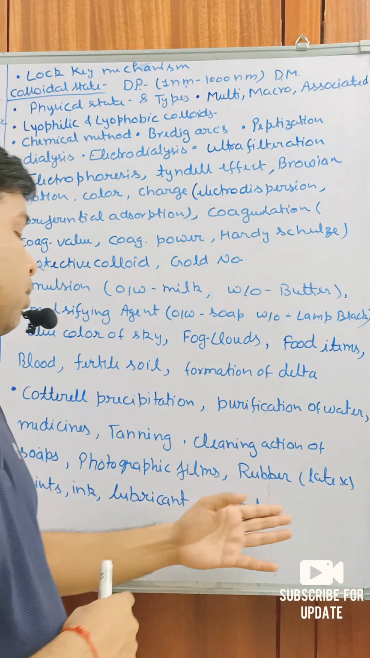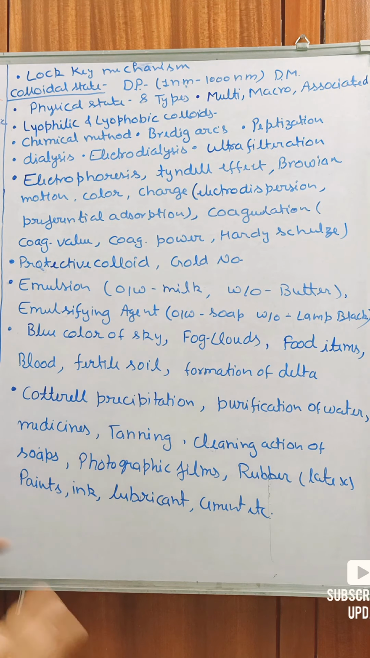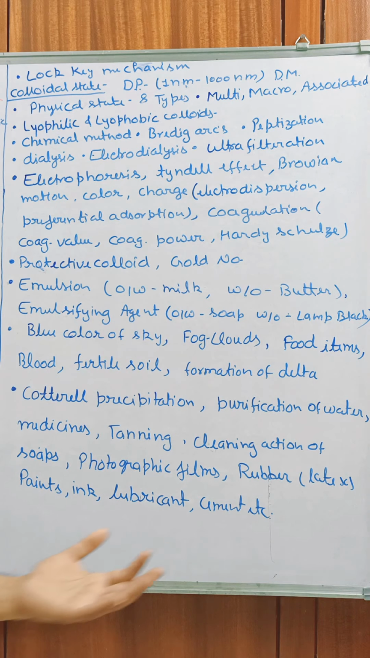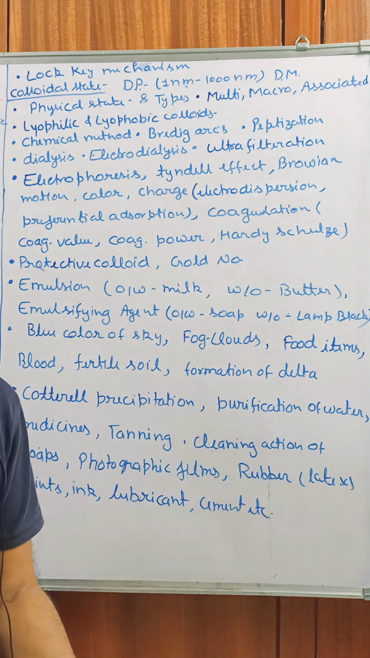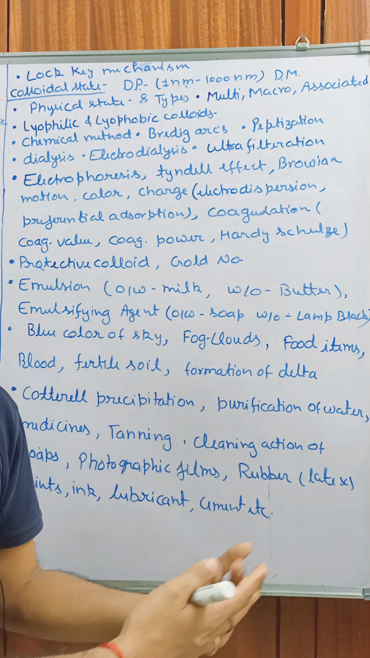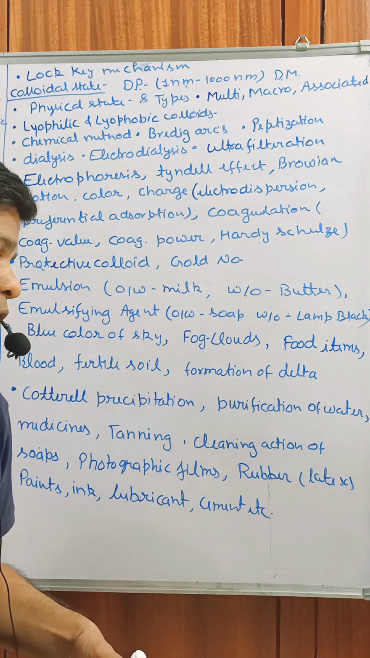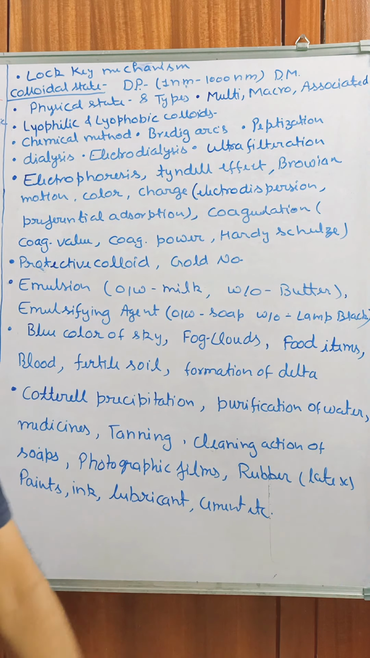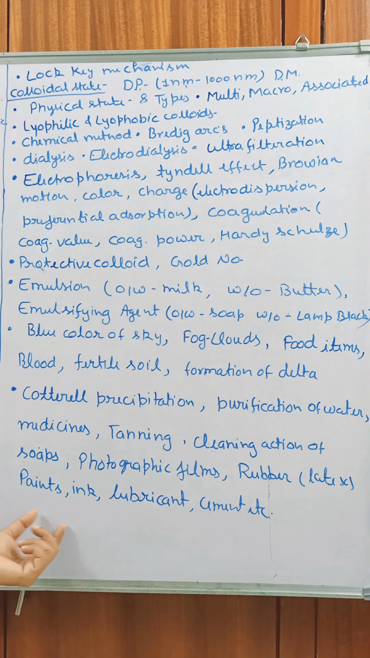Rubber. We know some plants release a milk, which is called latex. If we leave that milk for some time, or heat and boil that milk for some time, all the rubber particles will settle down. Paints, ink, lubricants, cements, etc. are also present in the colloidal range.